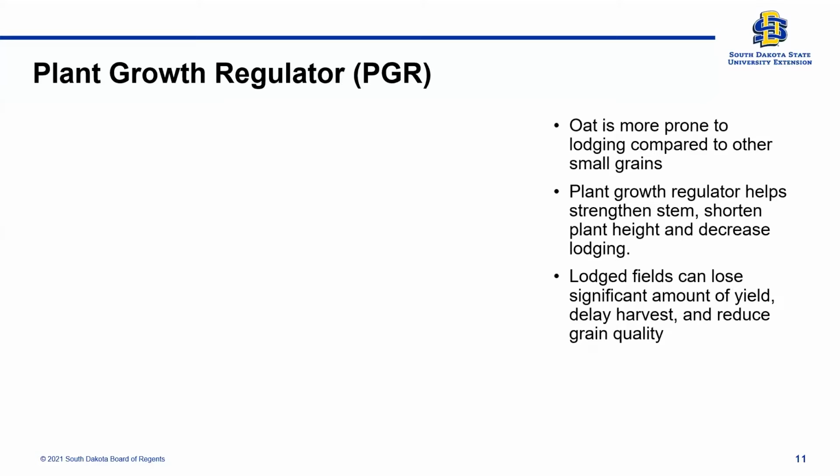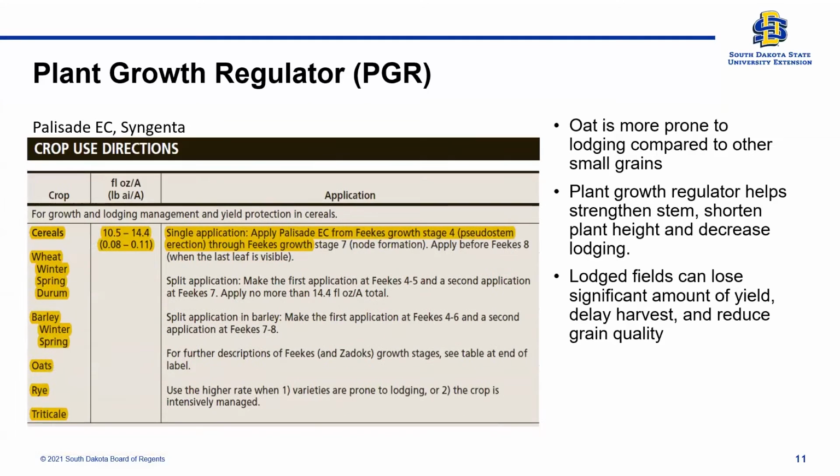And we all know large fields can lose a significant amount of yield, delay your harvest, and reduce grain quality. The PGR product that we've used in our plots is called Palisade EC, which is by Syngenta. And here's a snapshot of their label.